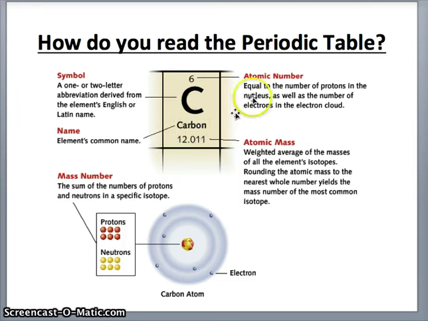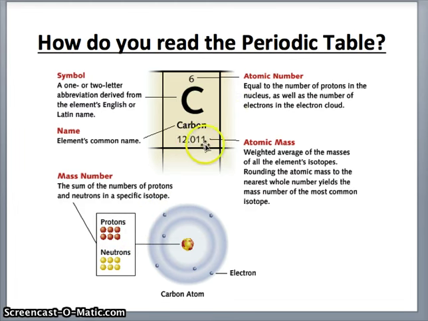And then you have the atomic number, which is here. The atomic number is the number of protons in the nucleus. The nucleus is in the center. The number of positively charged protons is the atomic number. So this carbon has 6 protons, as you can see here.